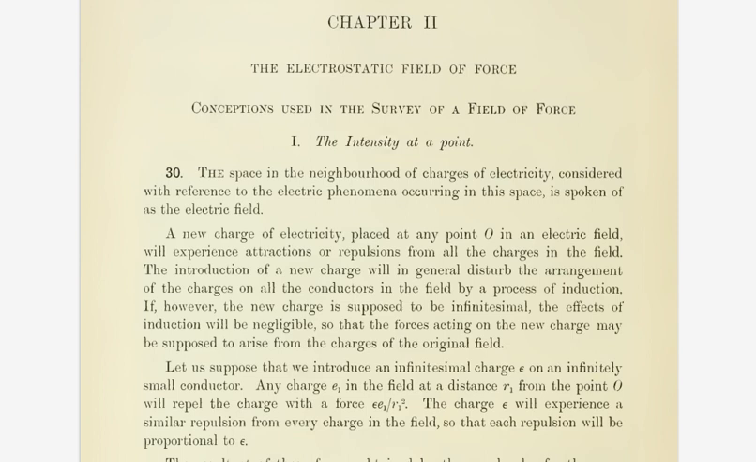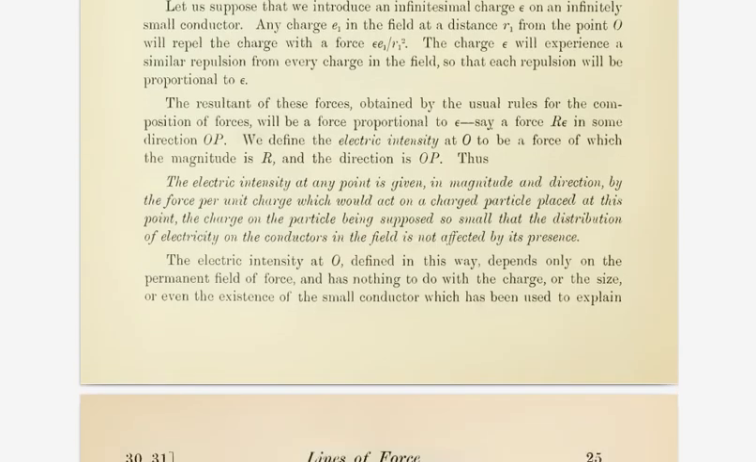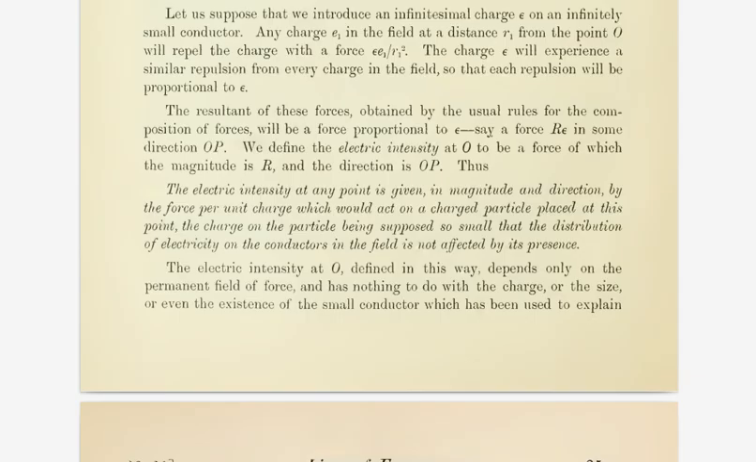Let us suppose that we introduce an infinitesimal charge epsilon on an infinitely small conductor. Any charge E1 in the field at a distance R1 from the point O will repel the charge with a force epsilon E1 over R1 squared. The charge epsilon will experience a similar repulsion from every charge in the field, so that each repulsion will be proportional to epsilon. The resultant of these forces, obtained by the usual rules for the composition of forces, will be a force proportional to epsilon, say a force R epsilon in some direction OP.